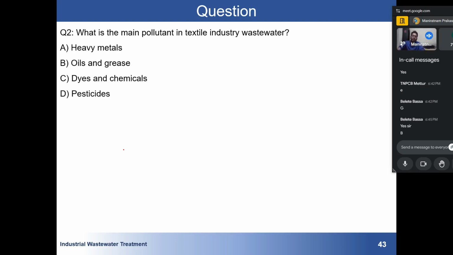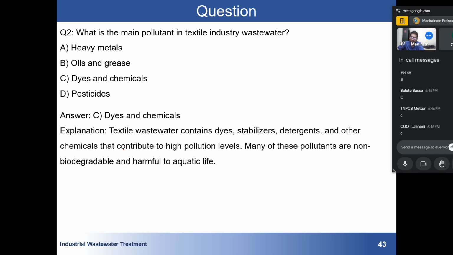What is the main pollutant in textile industrial wastewater? Main pollutant. C, dye and chemicals. Yes, the correct answer is C, dye and chemicals. Textile wastewater contains dye, stabilizer, detergent, and other chemicals that contribute to high pollution level. Many of these pollutants are non-biodegradable and harmful to aquatic life.